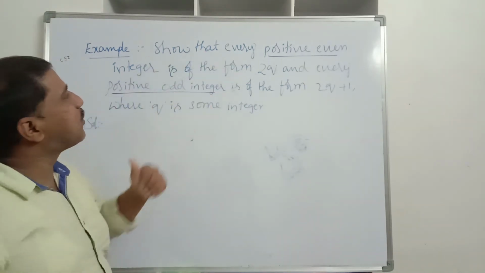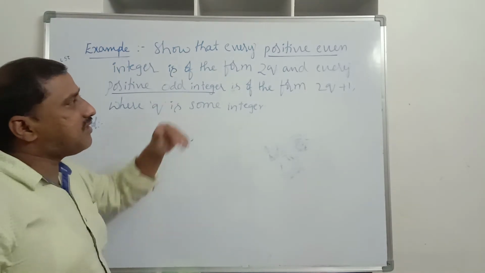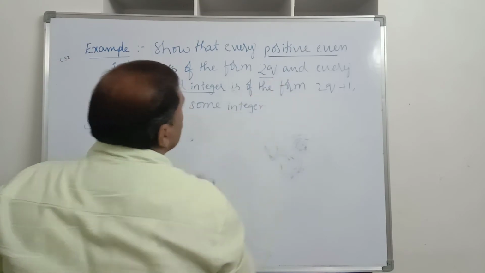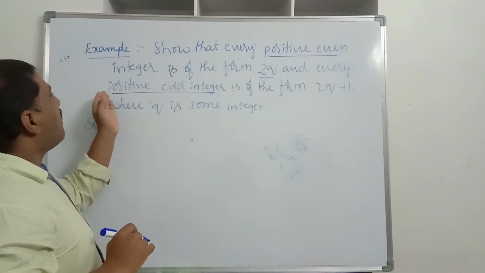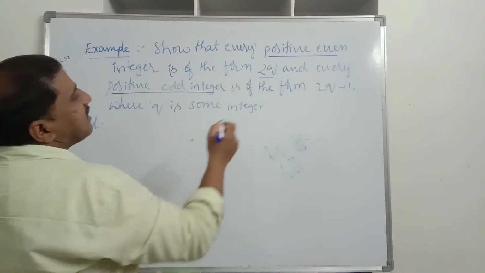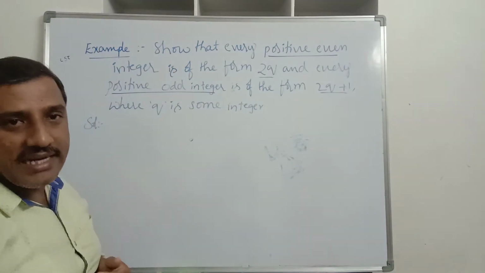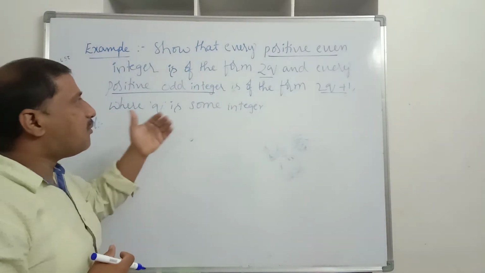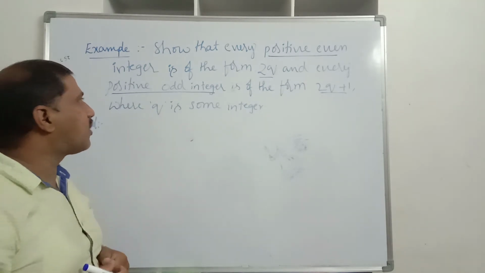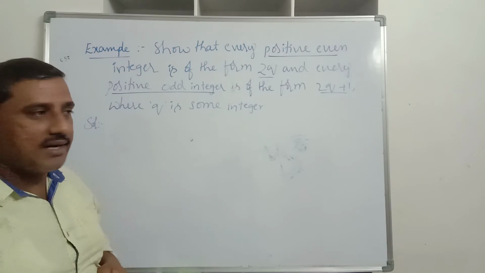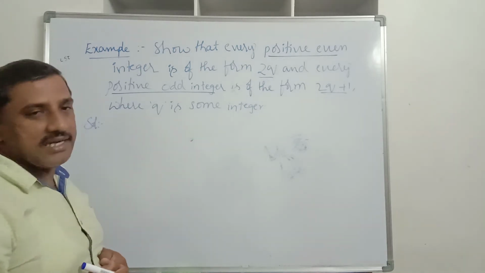Show that every positive even integer is of the form 2q, and every positive odd integer is of the form 2q plus 1, where q is some integer. We need to show the positive even integers are in the form of 2q and the odd integers are in the form of 2q plus 1, where q is some integer.